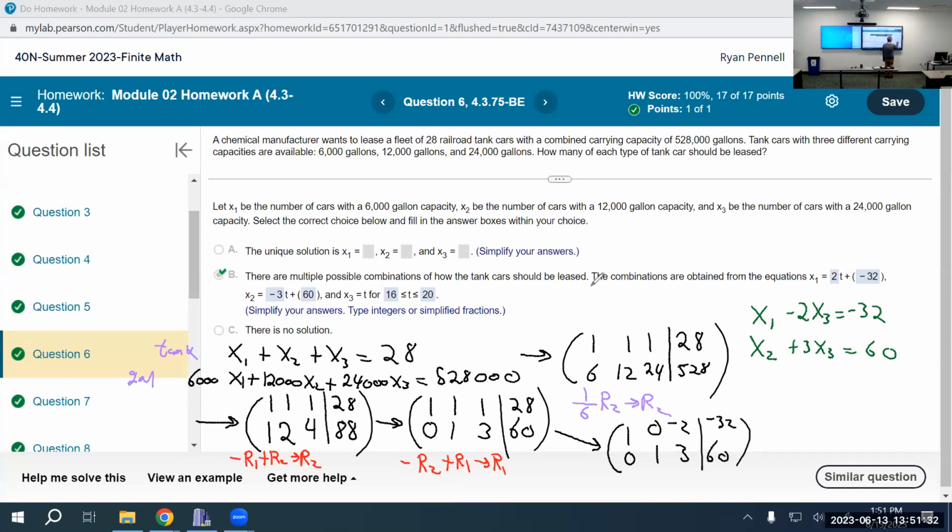So what does that mean? I can move this over to the other side and solve for that. X3, do they want t? Yes. X1 is -32 plus 2t. X2 equals 60 minus 3t.